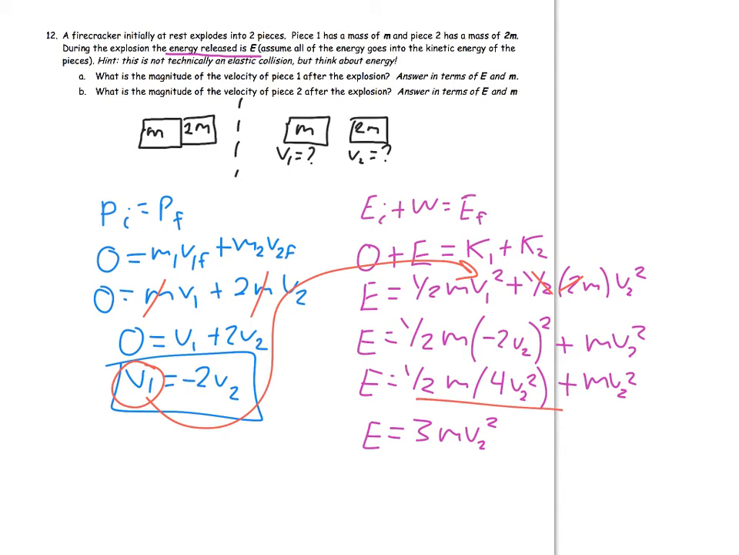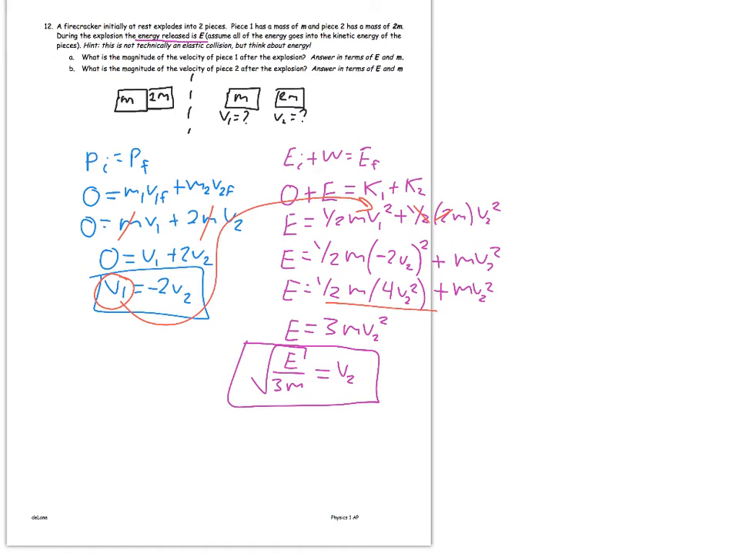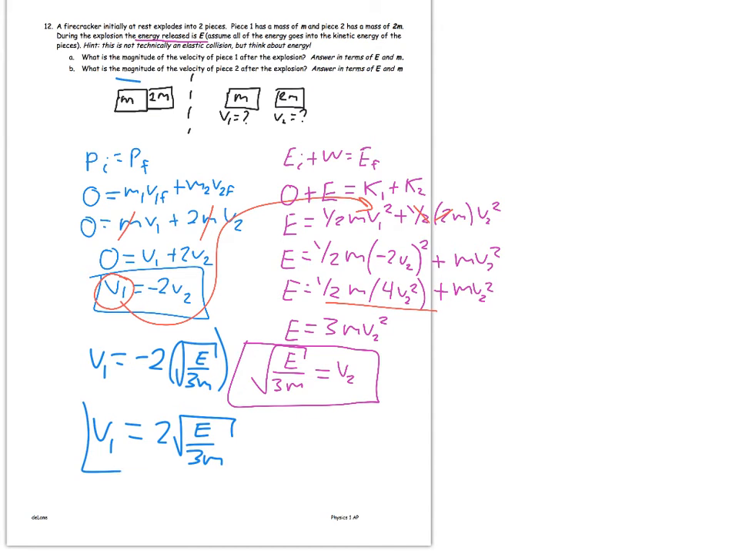If I solve for velocity 2, I'm going to divide both sides by 3m and take the square root, and I get the velocity 2. It's just going to be the square root of that energy over 3m. Now that I have that, I can plug it back into this equation that v1 equals negative 2 times v2. So 2 times the square root of E over 3m. And I end up getting my solution to v1. Now it does specify magnitude, so I'm going to ignore that negative sign and just say that the magnitude of v1 is 2 times the square root of E over 3m.